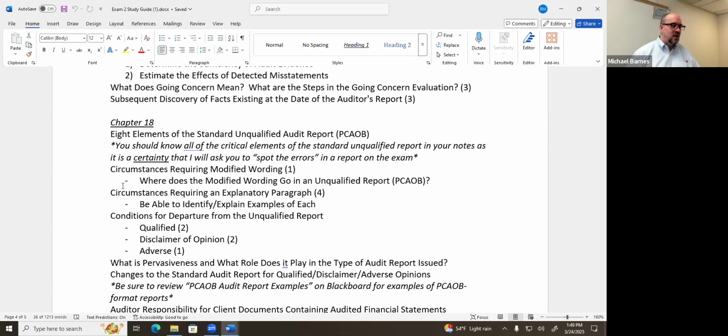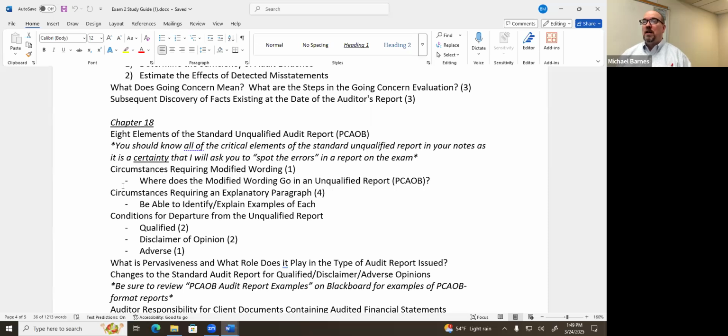So I guess it's actually, yeah, you should know all the critical elements of the standard unqualified reports as a certainty, because I'll ask you to spot the errors on the report on the exam. You will, again, identify half of these pretty easily if you just know those 8 errors. If you find the 6 points out of 12, that's cool, okay?